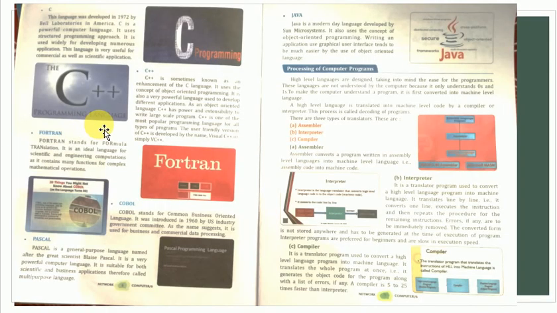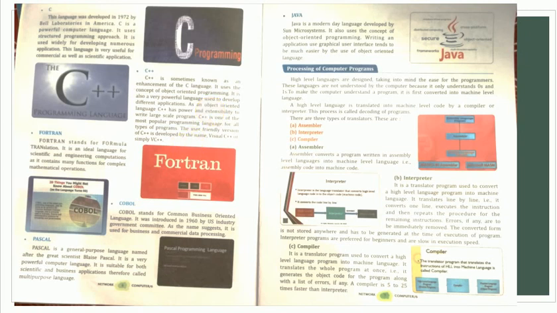Next is C. C is a high level language developed in 1972, and it is used for commercial and scientific use. Next is C++. C++ is a higher version, or an advanced version, of C. It is an enhancement of the C language. It also uses the concept of object oriented programming, OOPS.